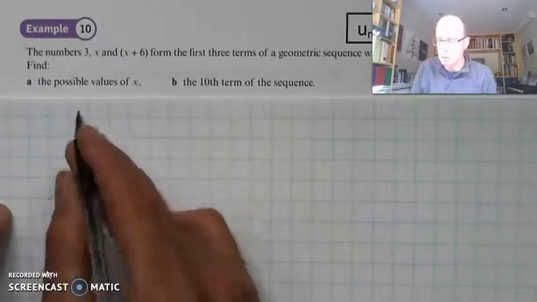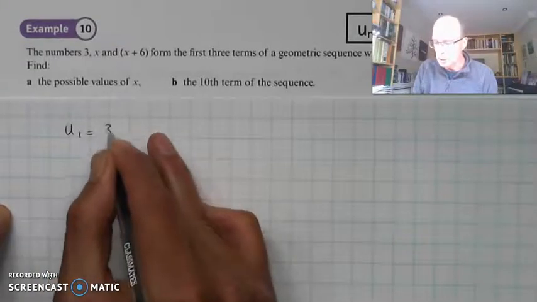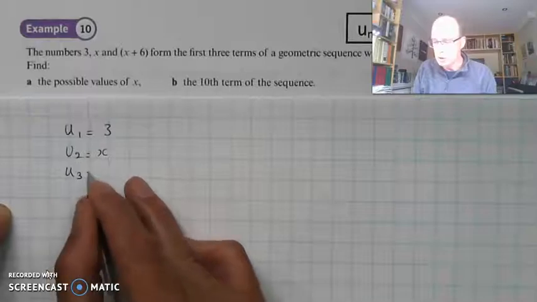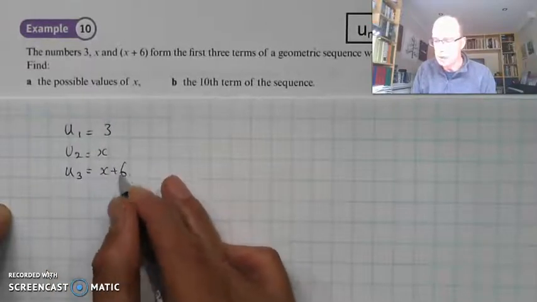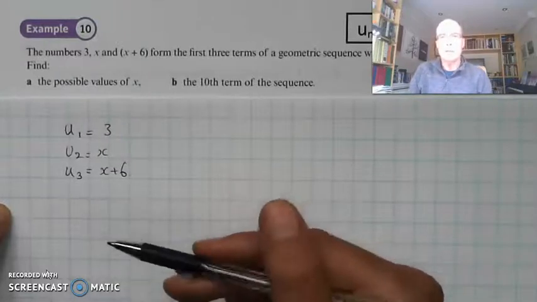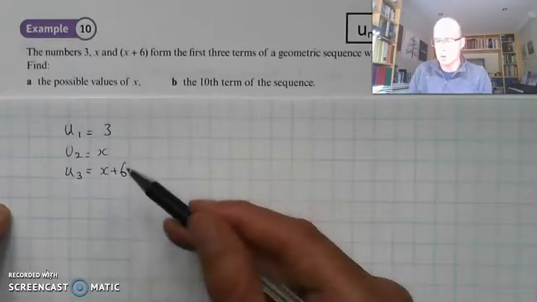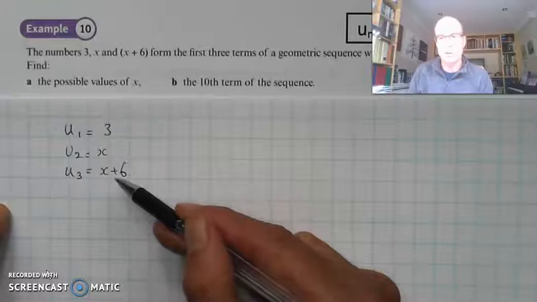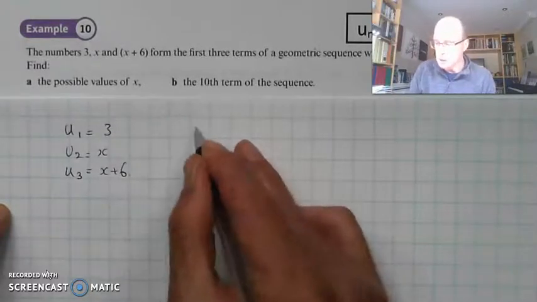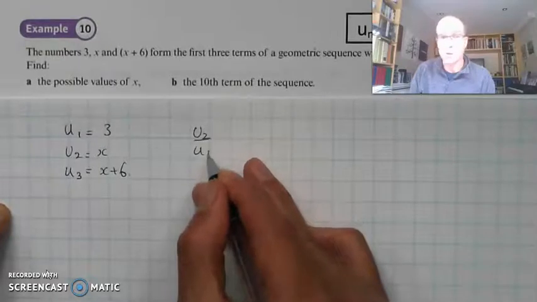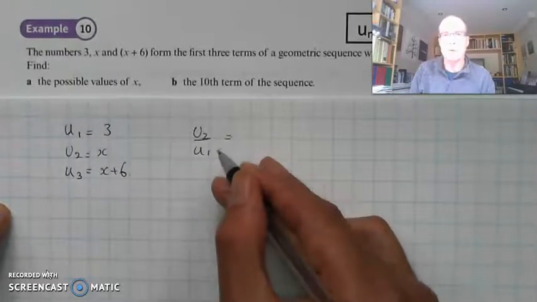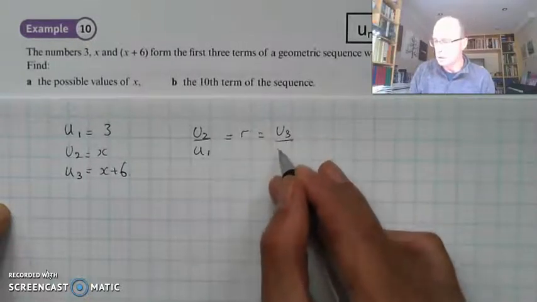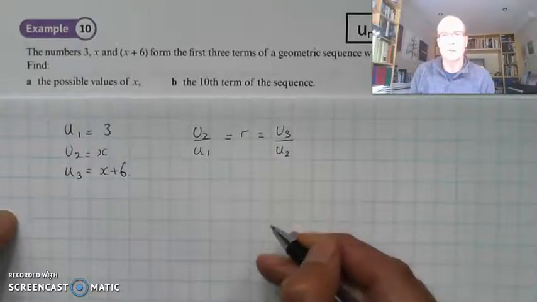So first of all, let's write down what we know. We know that u1 is equal to 3, u2 is equal to x, and u3, the third term in the sequence, is equal to x plus 6. Well, we know it's a geometric sequence and we've got a common ratio between those terms. So x must be a common ratio bigger than 3, and x plus 6 must be the same ratio bigger than x. So if I take my second term and divide it by my first term, it's going to give me the same common ratio as if I take the third term and divide it by the second term in the sequence.